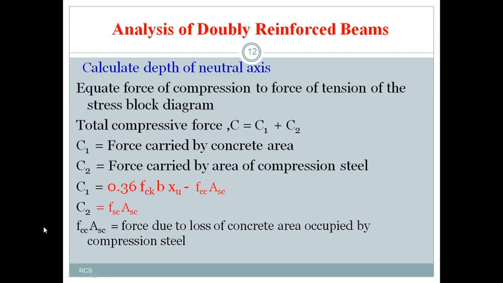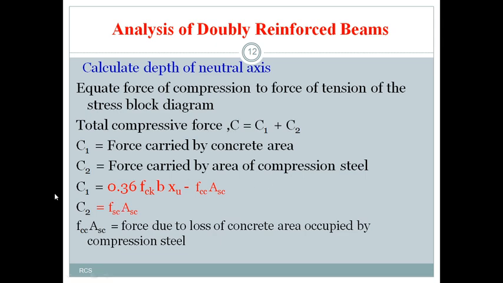Here FSC is the stress in steel in the compression zone. ASC is the area of steel in compression. So this area of steel multiplied by the stress in steel will give me the total force carried by the compression steel. If we add these two, then we'll get the total compressive force C.